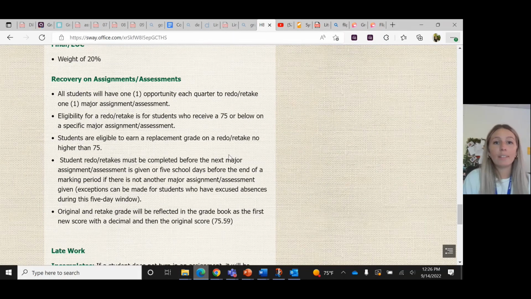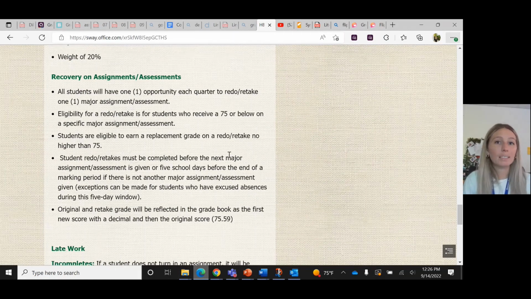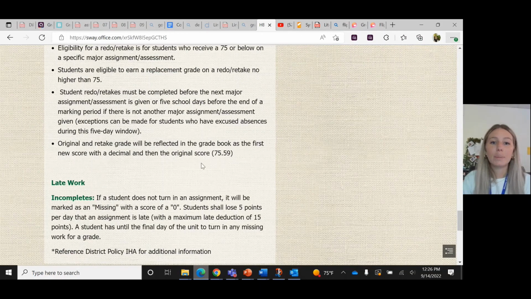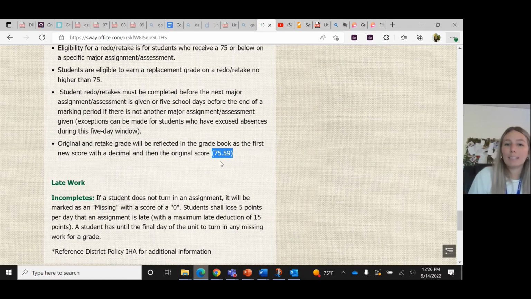Students do have the ability to make up tests. If they make less than the 75, they can do a test retake to make up to a 75. And when I put that in the grade book, if they make like 100, it'd be a 75, and there's a decimal, and that number behind the decimal was their original grade. So in this example, the student made a 59, and then they made the 75, so we put a 75.59.